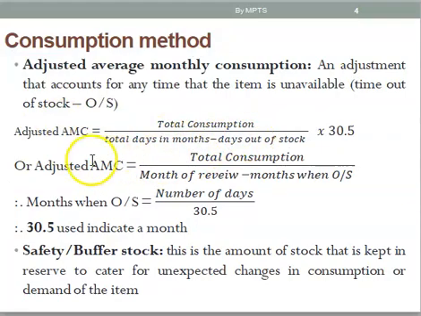Or you can calculate it based on total consumption divided by months of review, usually 3, minus months when out of stock. Month out of stock is calculated as number of days over 30.5, and 30.5 is to indicate the month. There are very many calculations which I have not discussed, but I'm sure you can follow up, or you can contact us, and you can get these calculations in your notes. Safety stock is the amount of stock that is kept in reserve to cater for unexpected changes in consumption or demand of an item.